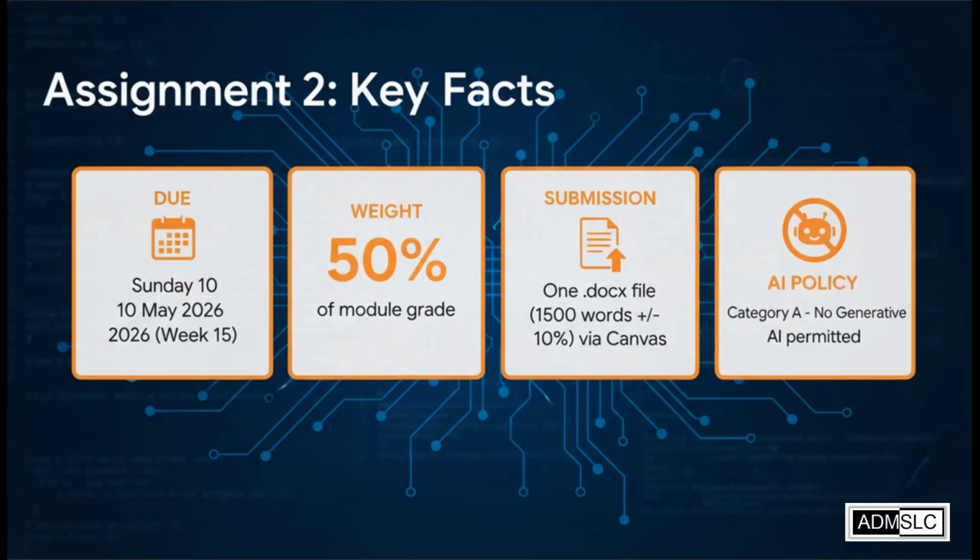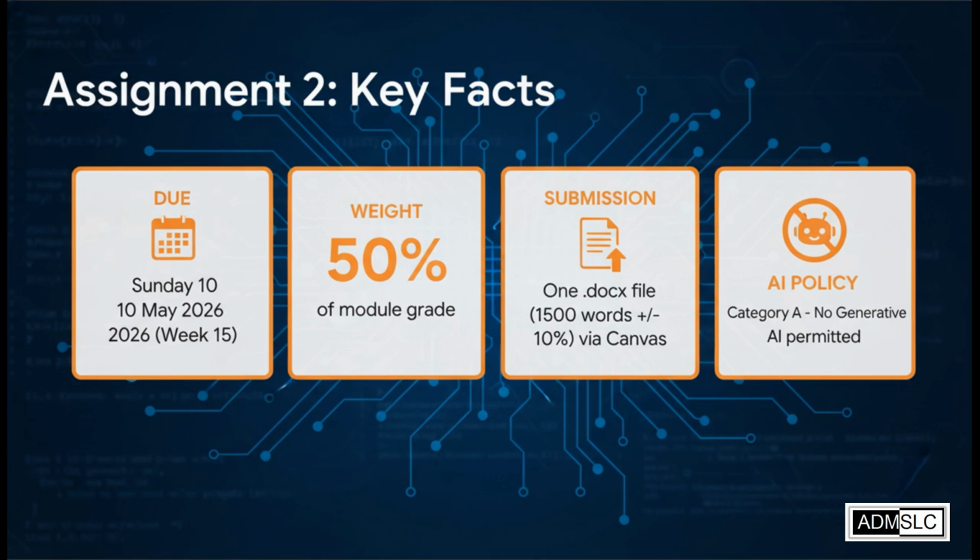The deadline is Sunday, the 10th of May. And listen, this one's a big deal. It's worth a full 50% of your module grade. You'll submit a single Word doc through Canvas. And a huge heads up on the AI policy. It is strictly Category A. That means no generative AI is allowed.